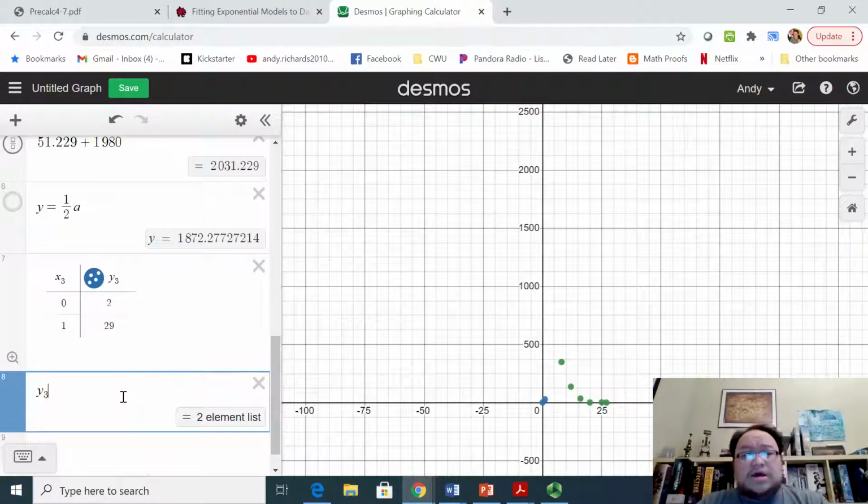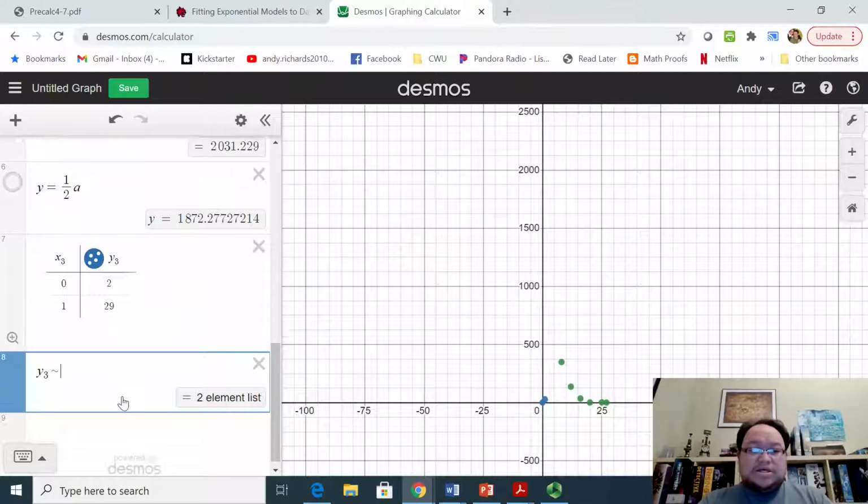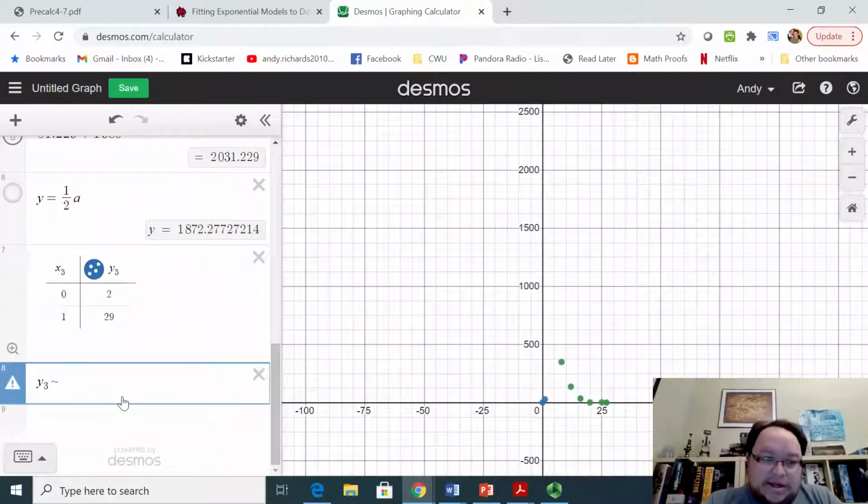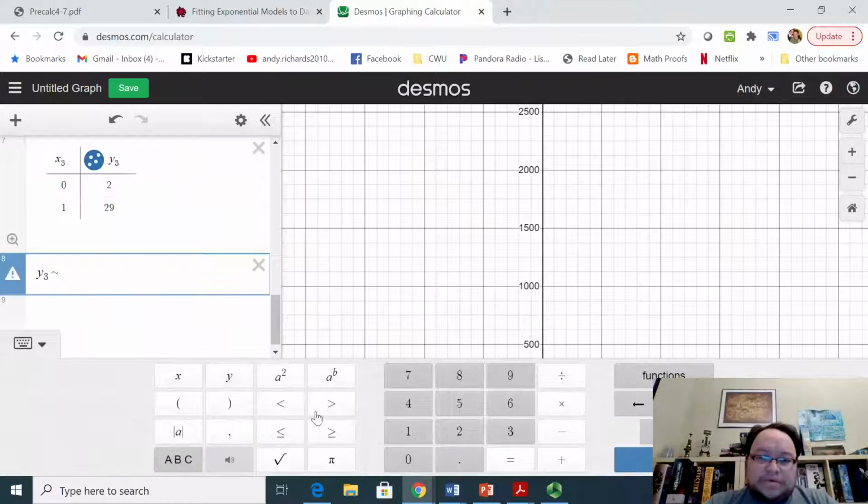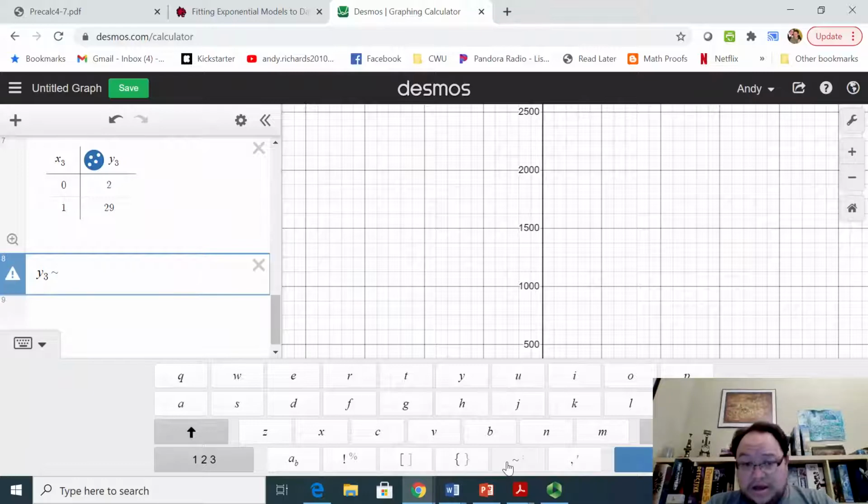Now the important thing here is that when you're creating an exponential model, you don't want to use the equal sign, because the equal sign is static, so it connects one value to another value. So in this case, since we are referencing several values, we want to use this symbol here, which is a tilde. That's the fancy word for this little swoopy thing here. Now, if you are using your calculator, what you would do is click on ABC, and the tilde is hiding right there.